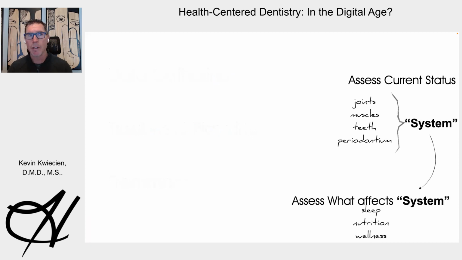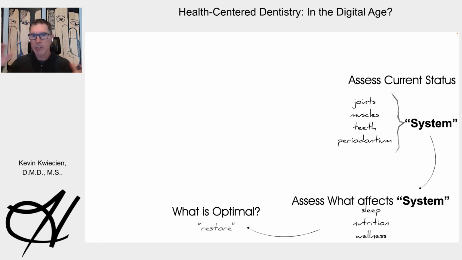Now, as we move forward into treatment planning, what are we actually treatment planning? Well, when I think about treatment planning, I think about treatment planning what is optimal. In other words, what's it going to take to restore our patient back to optimal health? And for me, when I think about restoring, when we all got out of dental school, we were so confused. We didn't have a way to systematically treatment plan, and our brains went everywhere. And a lot of us are still that way.